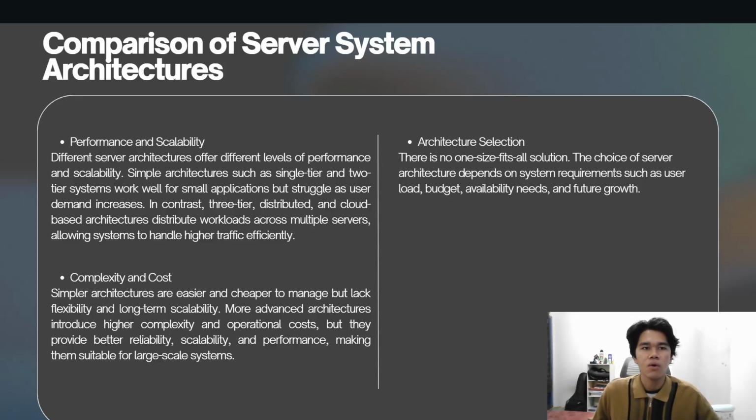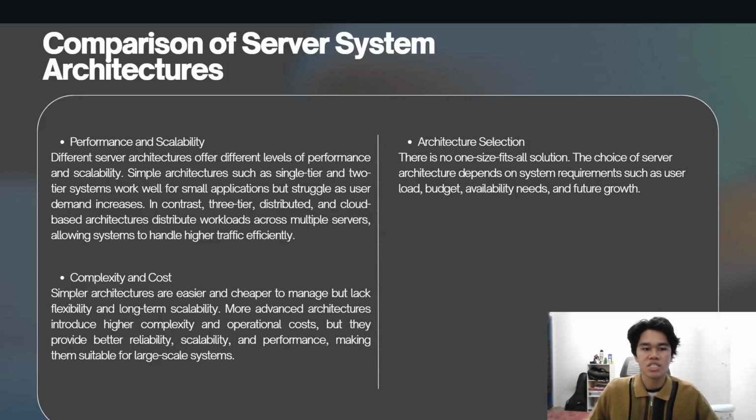Okay guys, so right now I will be explaining about comparison of server system architecture and also the real-world application. First is about the performance and scalability. Different server architectures offer different levels of performance and scalability. Simple architectures such as single tier and two-tier systems work well for small applications but struggle as user demand increases. In contrast, three-tier, distributed, and cloud-based architectures distribute workloads across multiple servers, allowing systems to handle higher traffic efficiently.